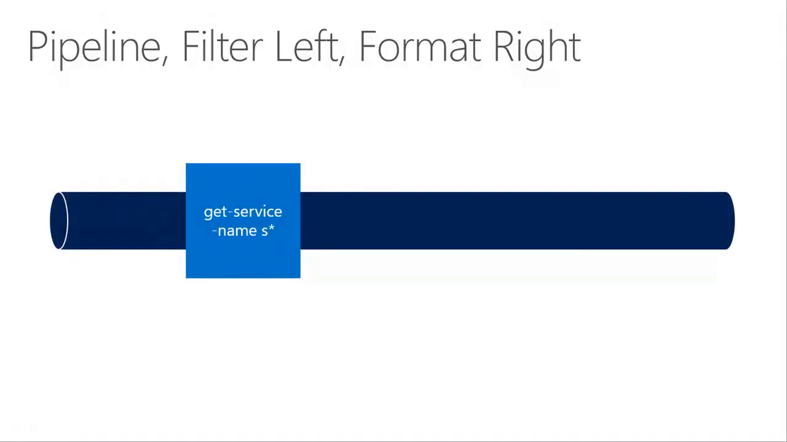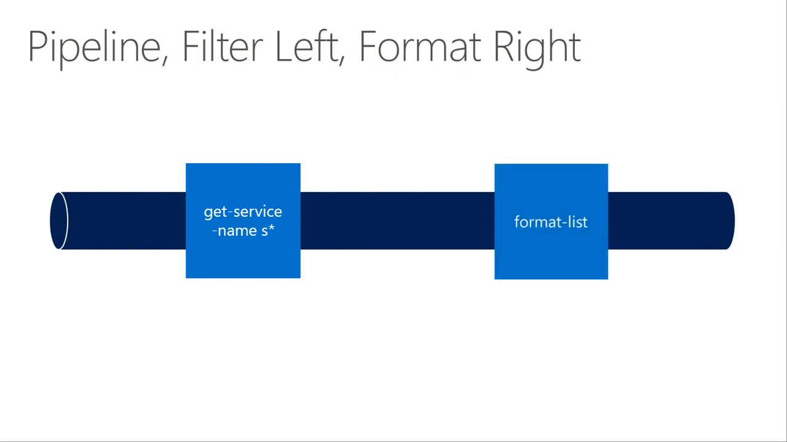So by filter left, what we tend to do is we try and do it at the leftmost point of the pipeline. So if we run get service, and I filter on get service, so in this case I'm going S star, and then run format list, we're pulling less information across the network. For example, if you're looking at your Lync users, rather than grabbing all your Lync users and then doing a where, why not do a filter before? Because if you're pulling 5,000 users across the network, that's a lot of data.